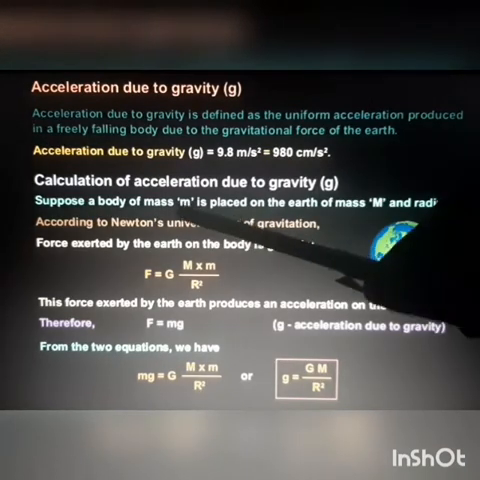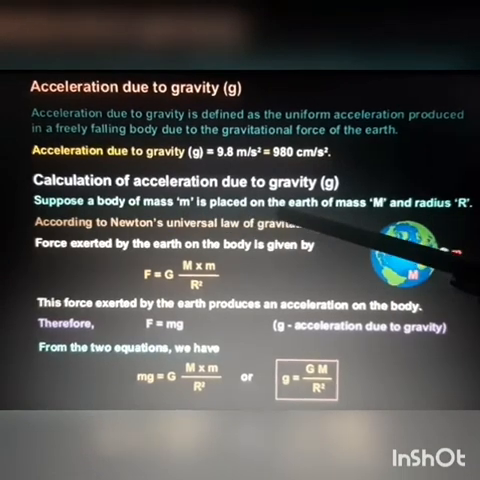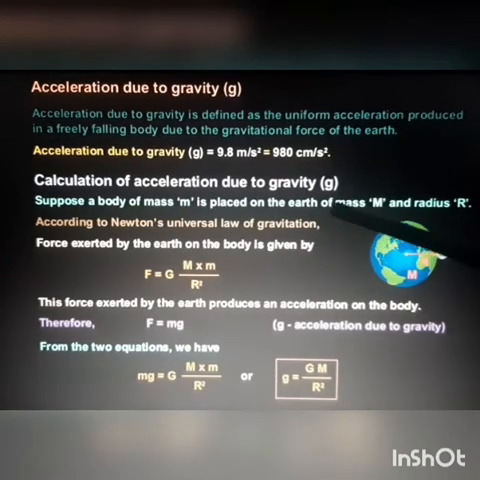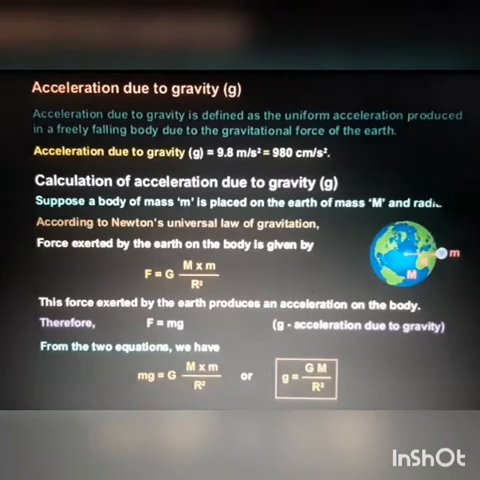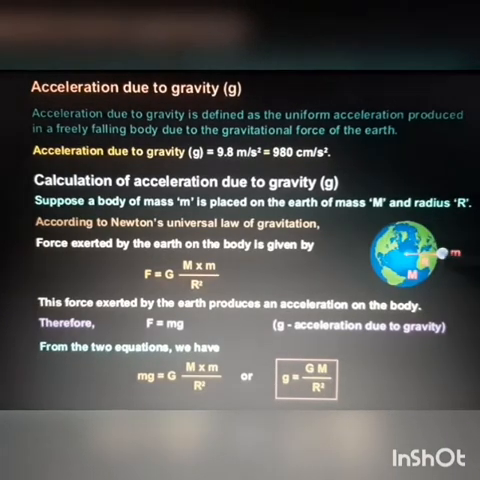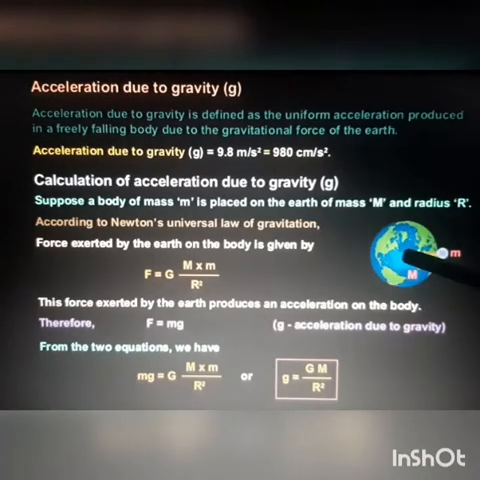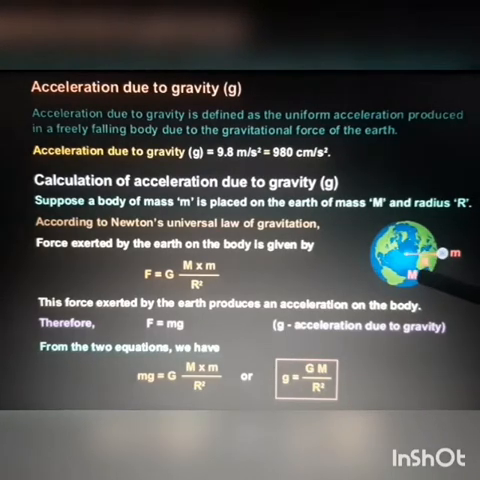Let us consider a body of mass m which is placed on the earth of mass capital M and radius r. We can see the picture of our earth. Here is the radius of the earth, capital M is the mass of the earth, and small m is the mass of the object that is on earth.